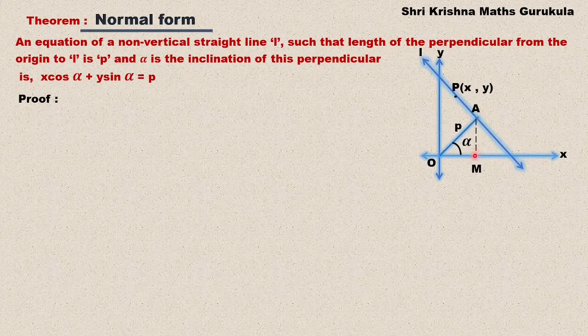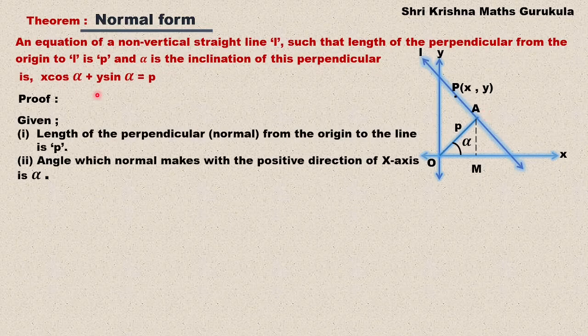Yes, this is the height and this is the y coordinate of this point A. Now, what are the things known to us? The length of the perpendicular, or length of the normal, from the origin to the line is P. This is the line of which we have to find the equation, and this length is what we know as P. And this normal makes an angle alpha with the positive direction of the x-axis. This information is of the normal, not of the line L.